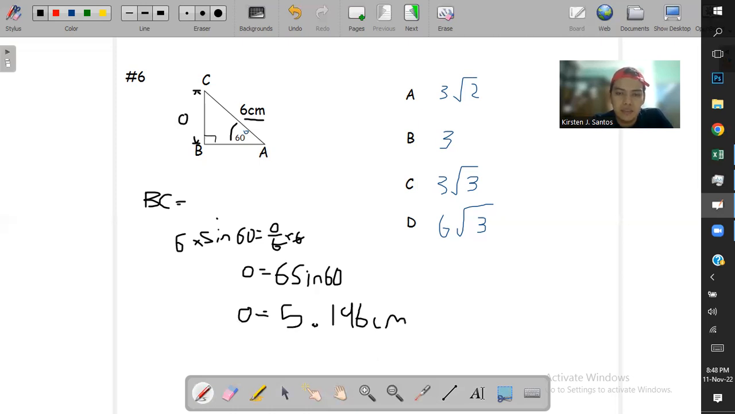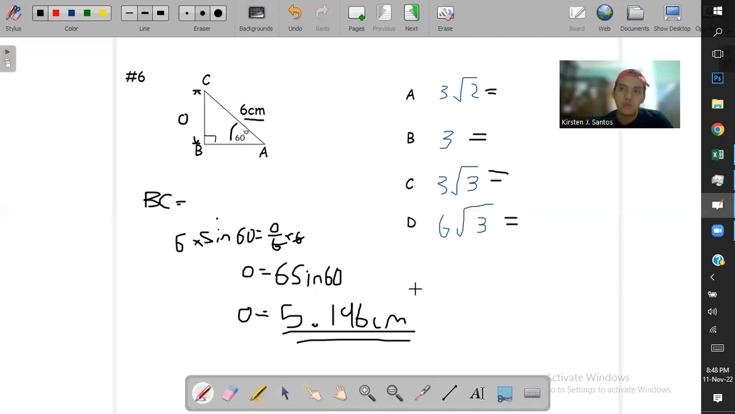And this answer is a decimal, but the options that were given to you were with the square root of 3, the square root of 3, the square root of 3, the square root of 2, and we needed to find what each is in decimal, and the one that matched this 5.196 centimeters would be your answer.